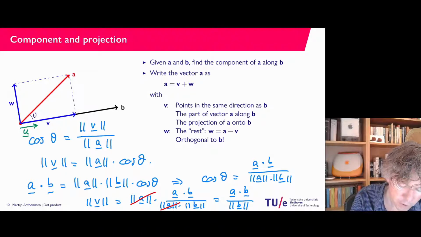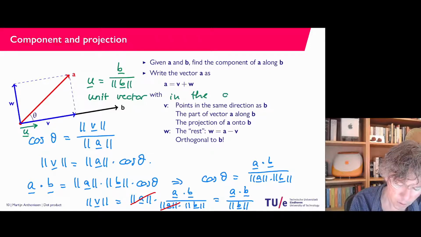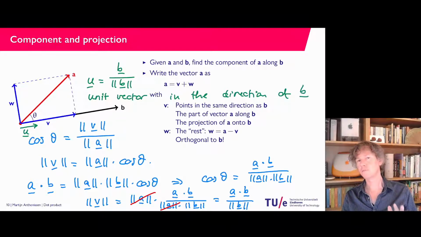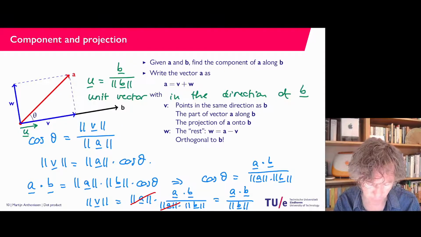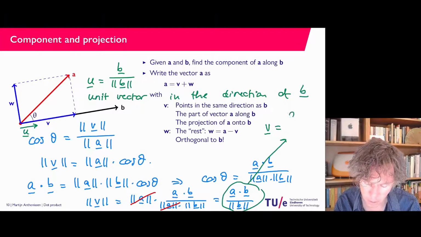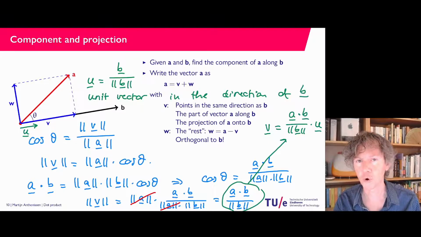And we know how to do that because we have seen that in a previous video. If I take u to be equal to the vector B over its length, then I know that u is a unit vector, so a vector with length 1, a unit vector in the direction of B. And I've now got all the bits and pieces that I need, because I now know that my V vector, V, is the length, so that's this number here, A dot B over length of B times u, so that's a vector with length 1 pointing in the correct direction.